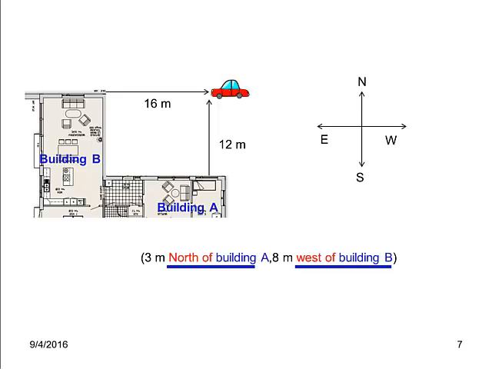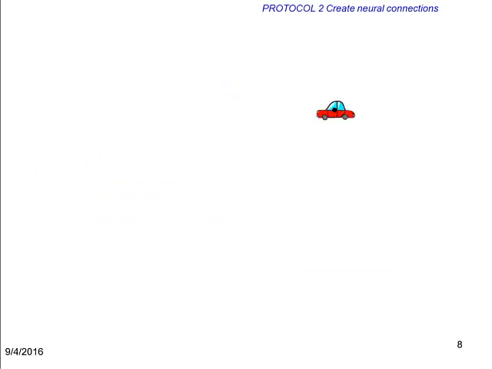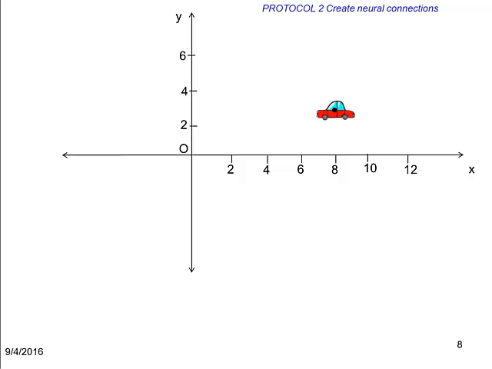For example, using a Cartesian coordinate system we can represent the position of the car in a more systematic way. In this representation, instead of using directions north, south, northeast, etc., we can use directions i, j, etc. In this case we can say that the car is located 8 meters from the y-axis, in the positive i direction, and 3 meters from the x-axis, in the positive j direction.